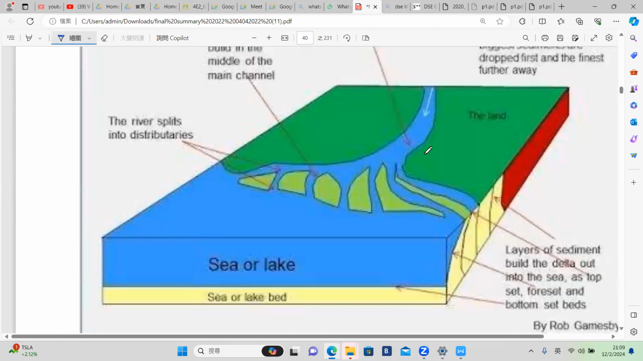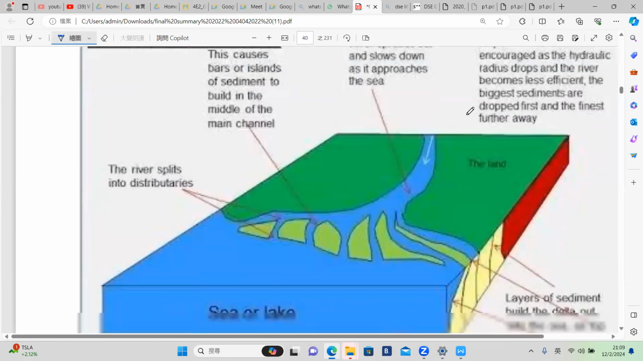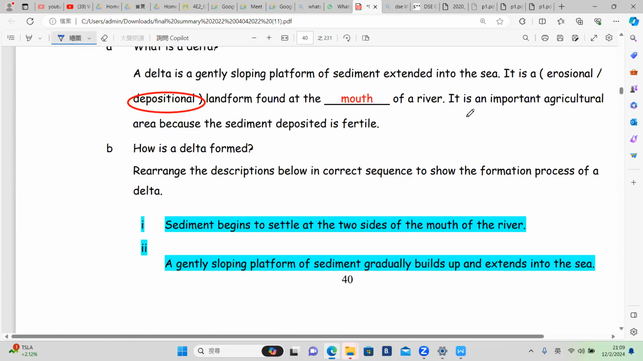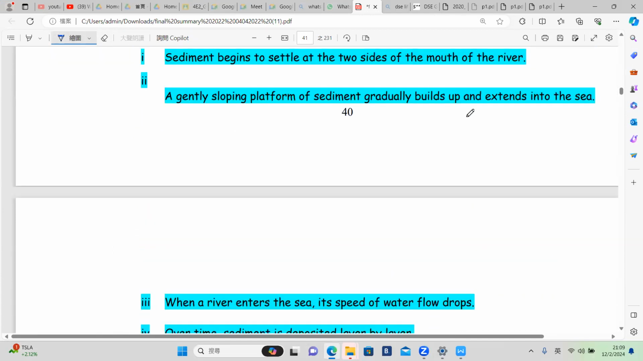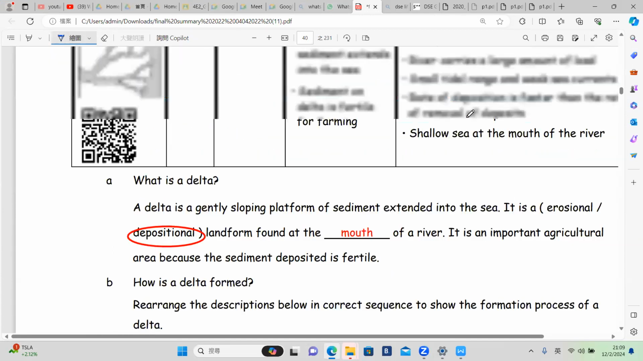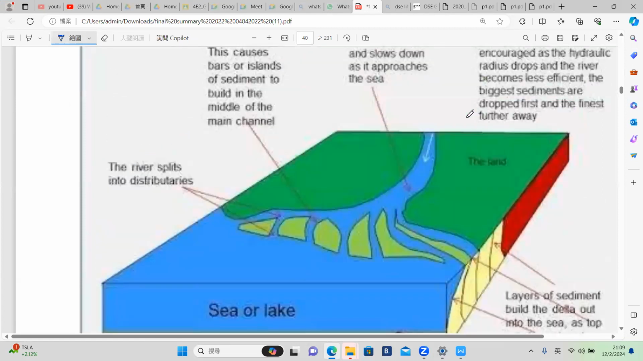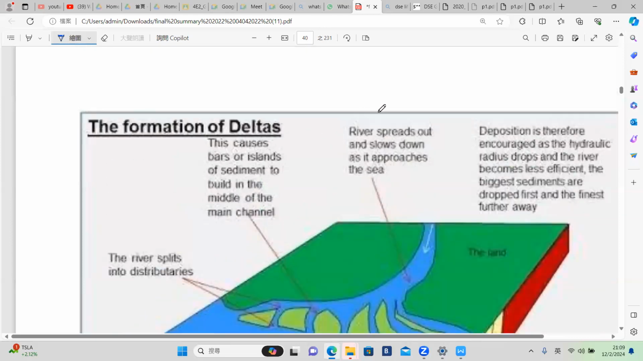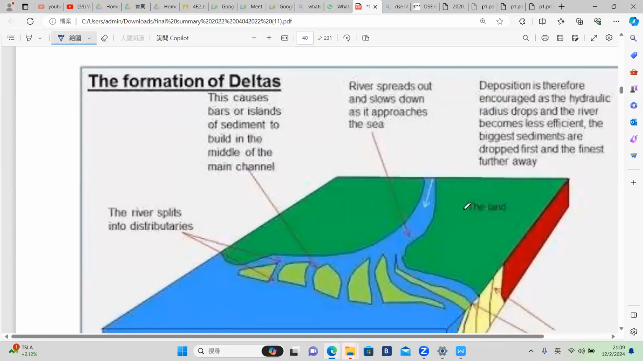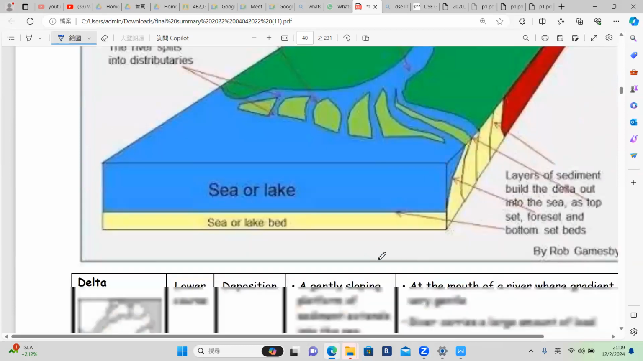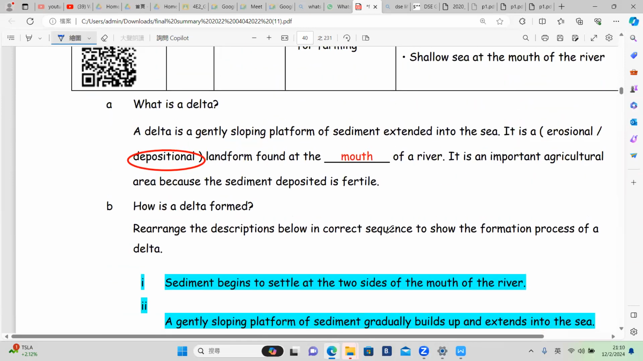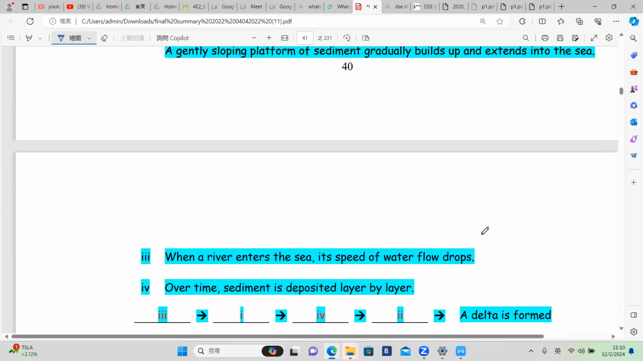OK, delta. Let's see, actually there are only 4 steps. You can refer to here. But I just think it's too much for you, too many words here, and I think the words are not very clear when printed out. But please do bear in mind, if you write a delta then draw something like this and then explain step by step. OK, step 3: when the river enters the sea, this is E.